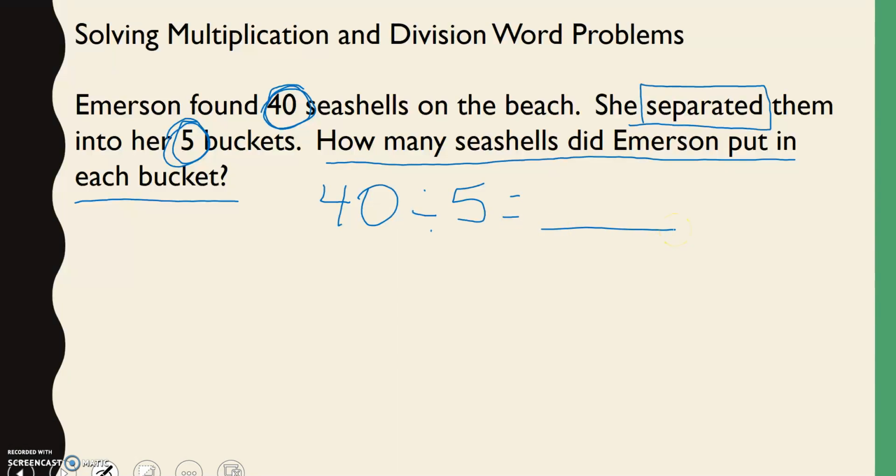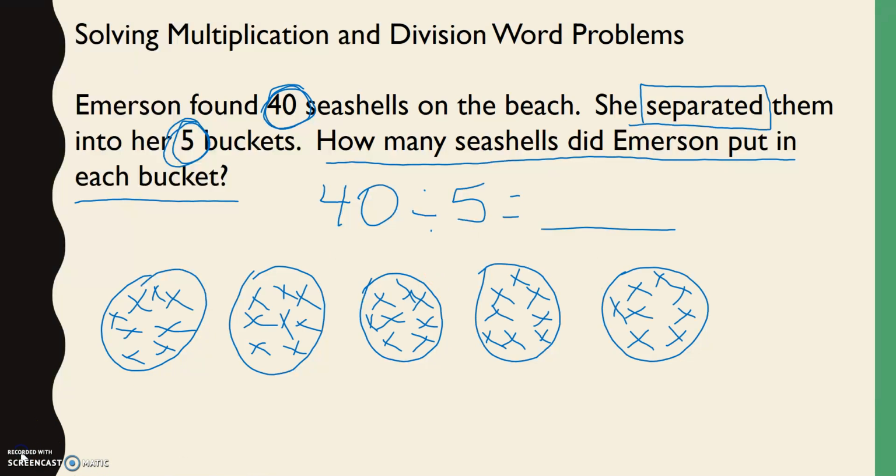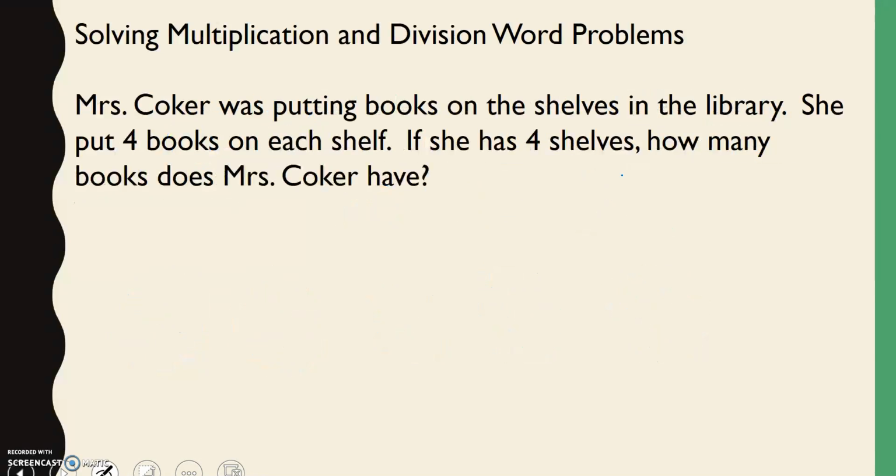So I'm going to draw my 5 buckets. This is what the problem is telling me to do. And I'm going to separate 40 into those 5 buckets until I've gotten to 40. So I've separated 40 into the 5 buckets, so now I'm going to count. I have 1, 2, 3, 4, 5, 6, 7, 8. I have 8 in each circle, so 40 divided by 5 equals 8. All right, let's move on to the next problem.